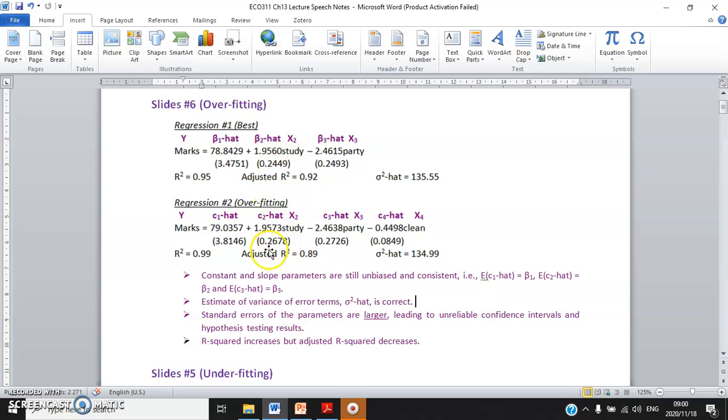You definitely see the upward bias. And then for the next one as well, upward bias. And then the last one is the easiest one. R square increases, but adjusted R square decreases. Okay, happy with that?